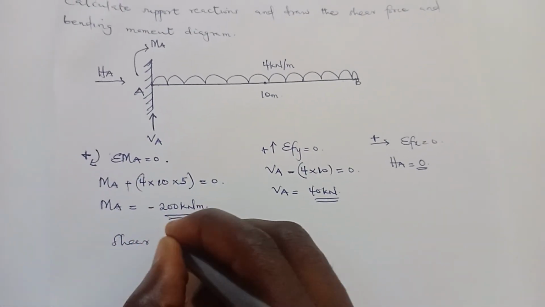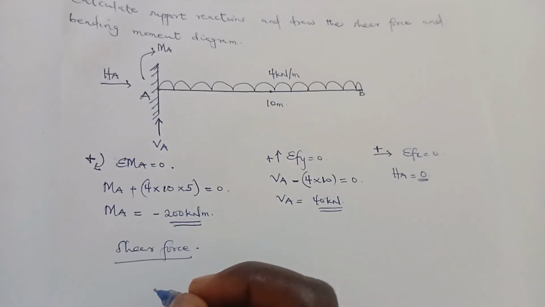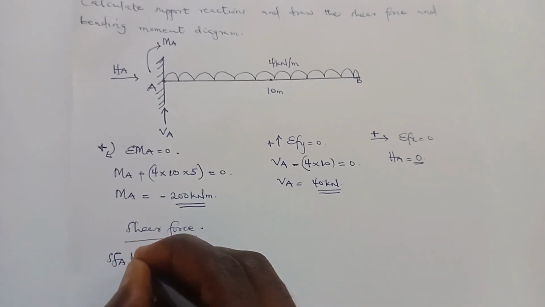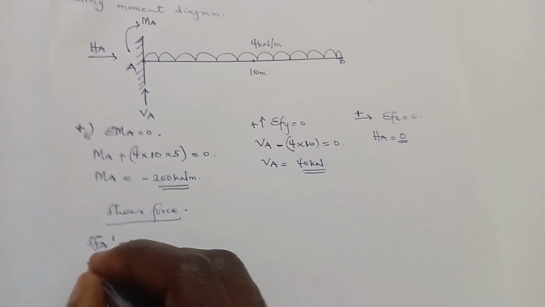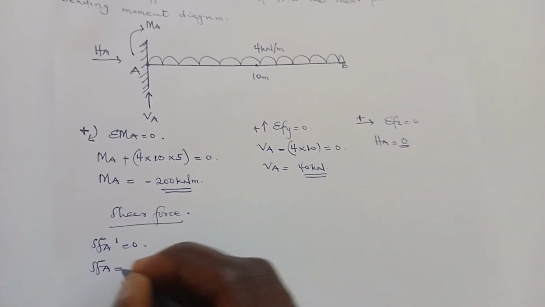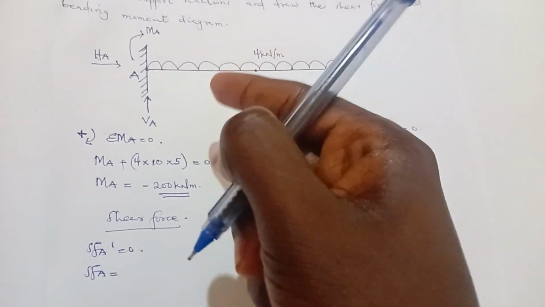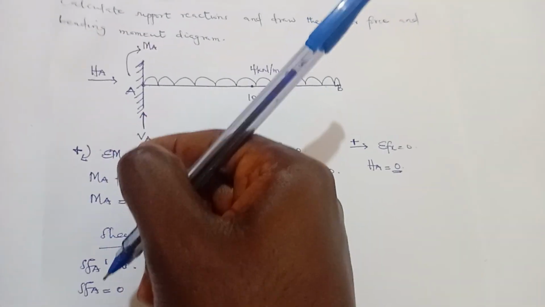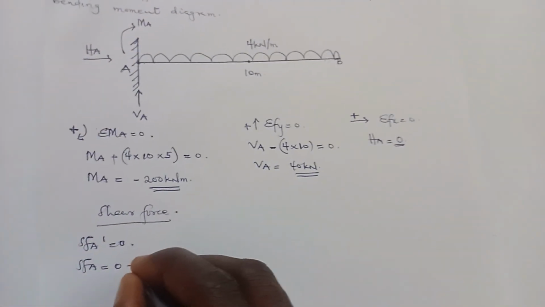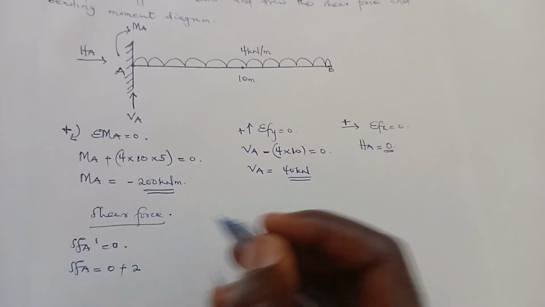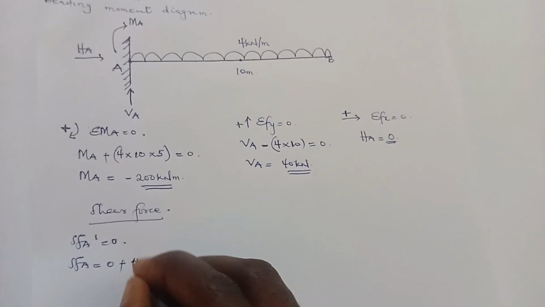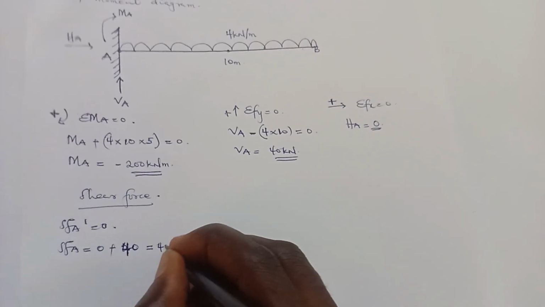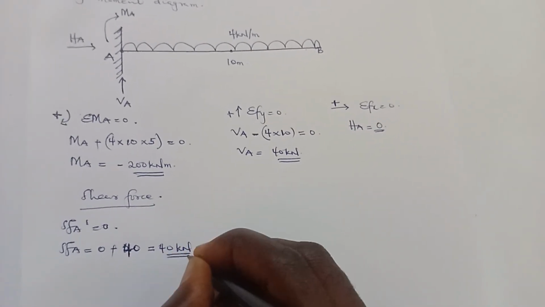The shear force is the sum of vertical forces. So we calculate 2 shear forces at A. The shear force at A prime is equal to 0. Then we'll come to shear force at A. This is where we include the existing force acting at A. So we'll pick the previous one, which is 0. Then VA is moving in the upwards direction, so it's positive, 0 plus VA, and VA was 40. So when you sum them, you're going to get 40 kilonewton. That's the shear force at A.